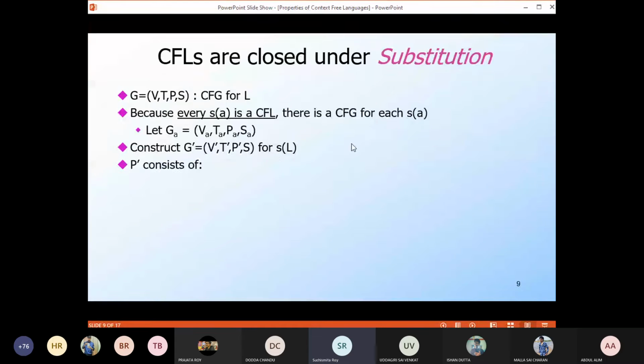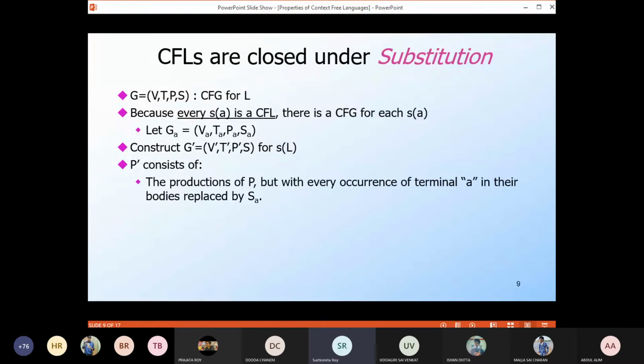So let's create each of these components individually. S we don't need to create because it remains the same. So P prime consists of the productions of P, which originally were there in G, but for every terminal symbol on the right hand side of any production, instead of the terminal symbol A, we will put the start symbol of the substituting language. We will put S_A.